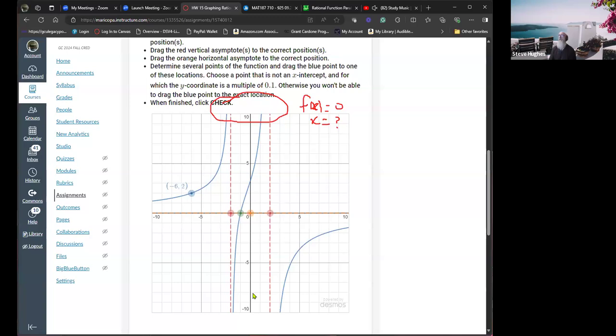All right. So now what do we have set? We have the vertical asymptote set. We have the x-intercept set. We have the horizontal asymptote set. The only thing we don't know is that point, correct? Is that point correct? I don't know. How would I check to see if that point was correct?